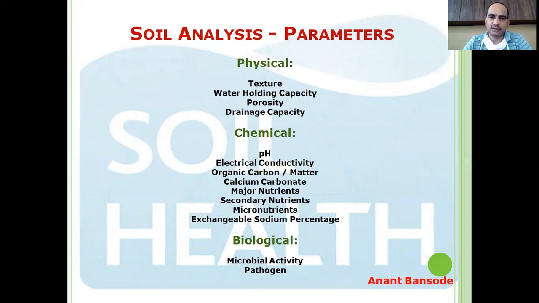So in physical, we check texture, that is the content of sand, silt, and clay, and their proportion with each other. Then water holding capacity of the soil, the porosity of the soil, that is the vacant space between the soil particles, and the drainage capacity of the soil. All these are required as physical parameters.